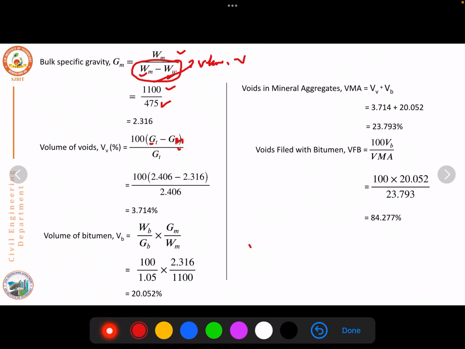So these volumetrics that you have computed are for one percentage of bitumen. To determine the optimum binder content, we have to prepare the bituminous mixes using various binder contents, and we have to find out the volumetrics VMA, VFB and VV for all the different binder contents that have been used.